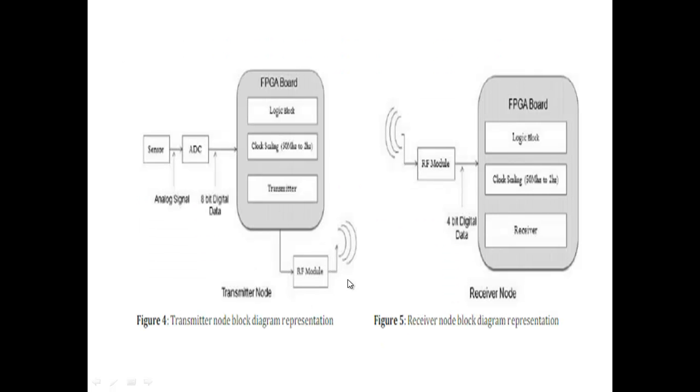The transmitter node block diagram is implemented the same way. The sensor and ADC will give the analog signal, which will be converted to digital, then given to the FPGA board. Inside the FPGA board, the logic block, the clocking, and the transmitter will all be written as a program using Verilog. The RF module is an external one. Then in the receiver node we have the RF module, then the complete FPGA board, which includes the logic block, the clocks and the receiver, and the data will be received.